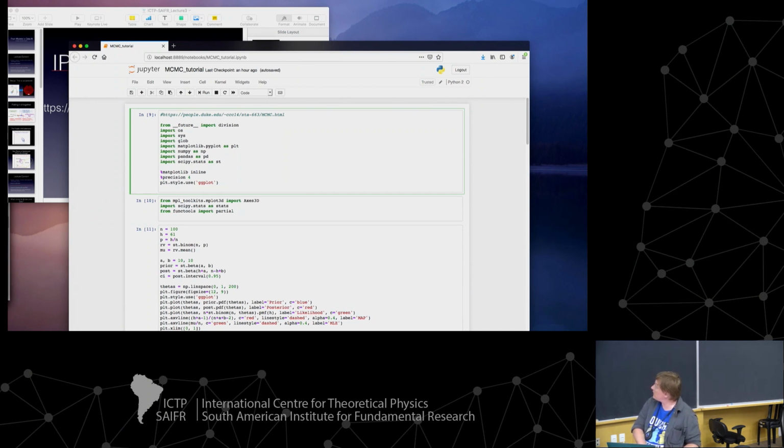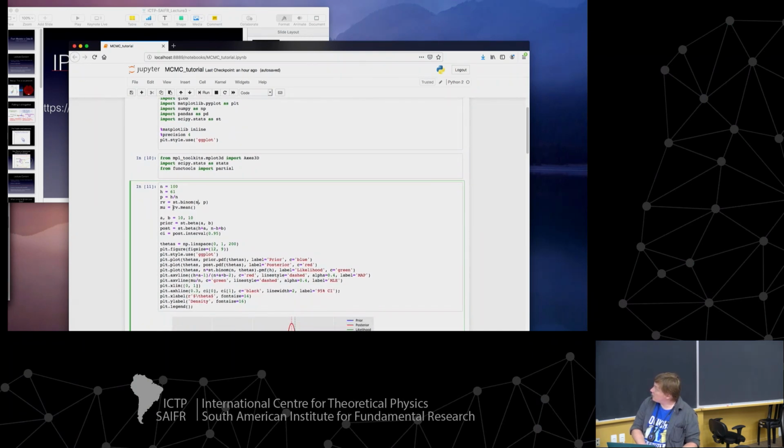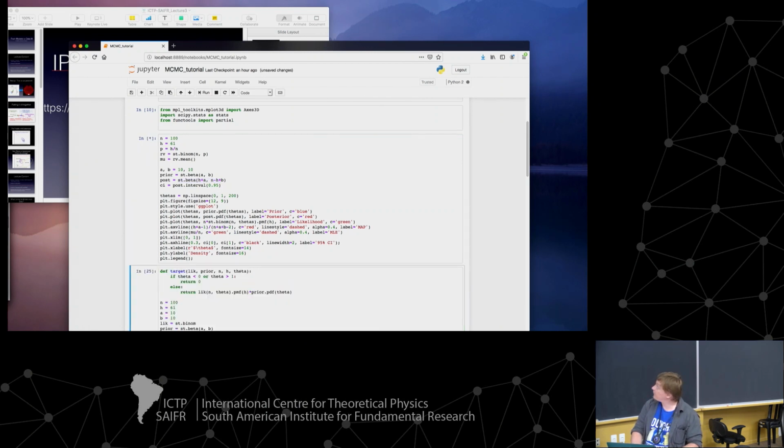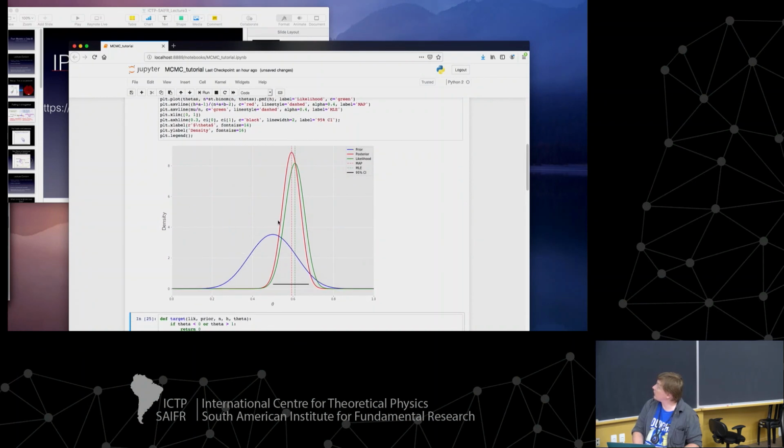Okay, so here you can actually see, first, the number of coin tosses is 100. H, the number of successes, is 61. P, the probability, is H over N. This is the binomial distribution as a function of the number of coin tosses and probability. These are the two parameters of the beta function. That is our prior. And here is the analytical calculation of the posterior function. So that's actually everything you need for the first plot. And so if you run this, you should get this nice figure over here.